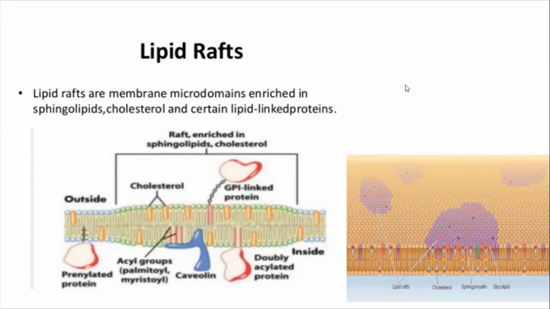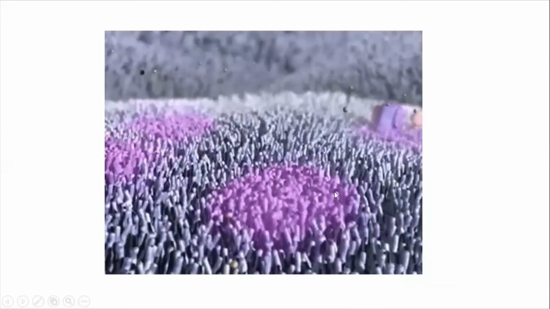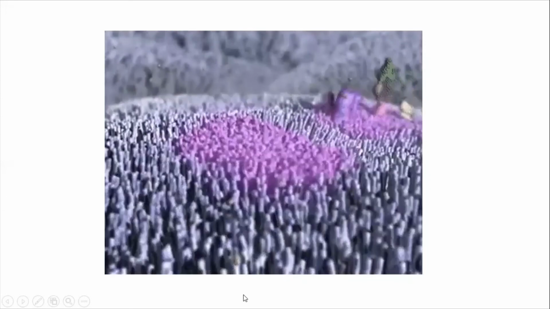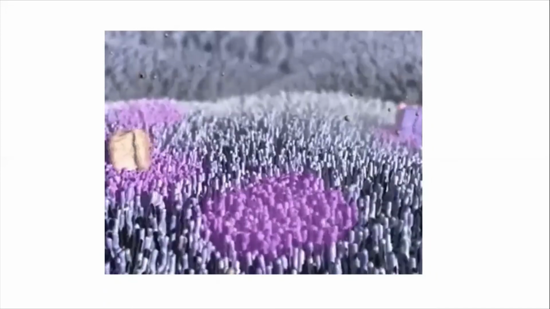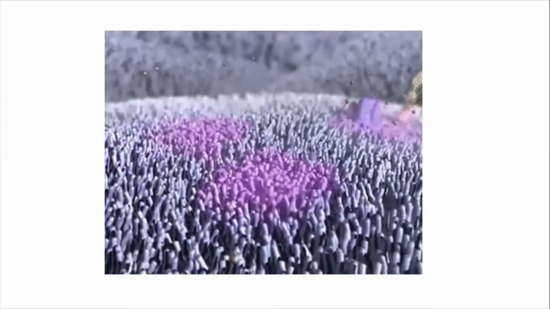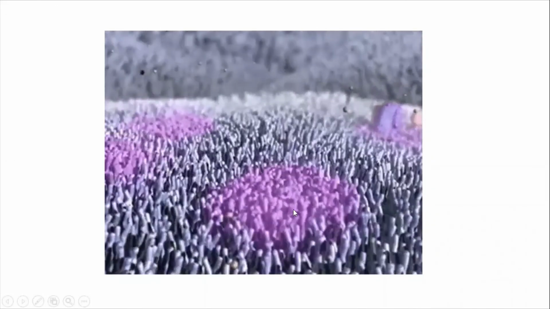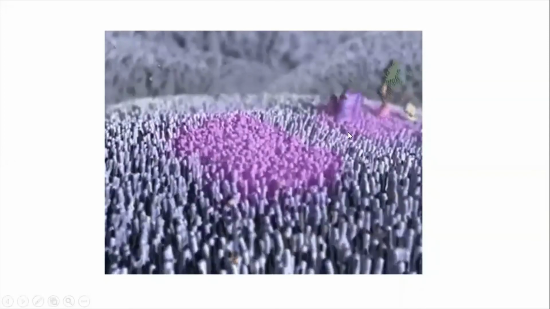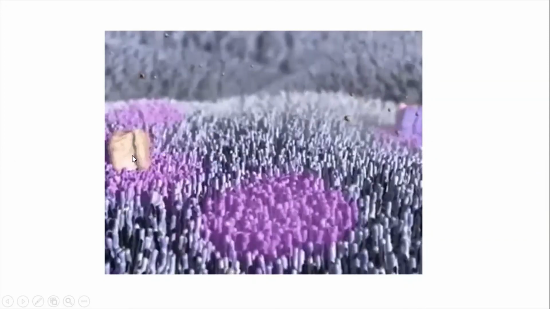That is also important. Look at this animation. So, what do we see here? You can see that it is like something over the top of the ocean. So everything is mobile. These phospholipids are also mobile. And this purple colored thing is your lipid rafts, wherein you can see certain integral proteins are present, right?